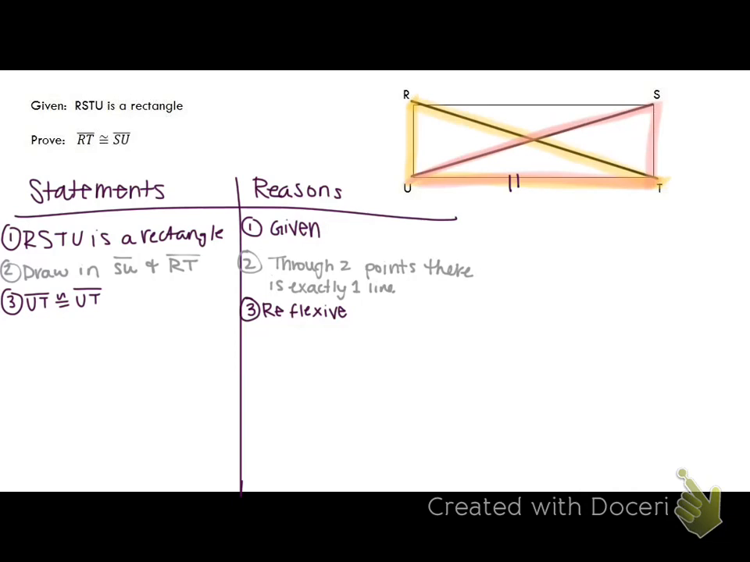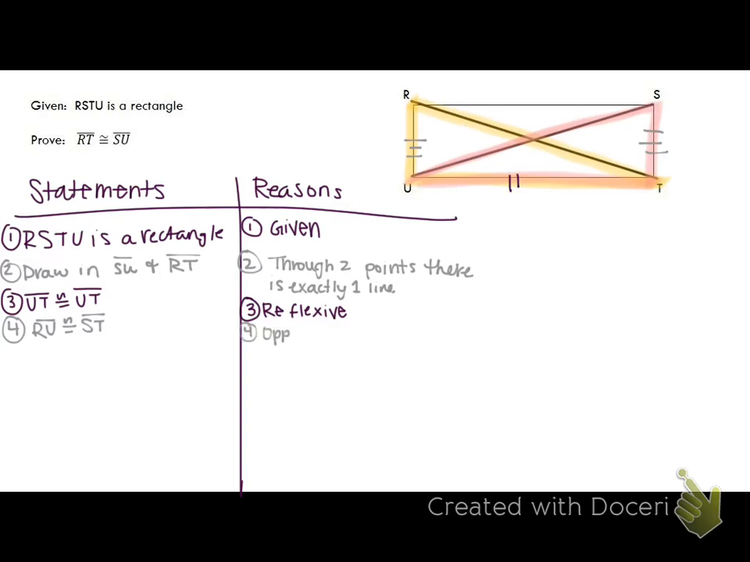Okay, what do we know about opposite sides of a rectangle? Opposite sides of a rectangle are? Congruent. So that is a property of rectangles. RU is congruent to ST. Opposite sides of a rectangle are congruent.